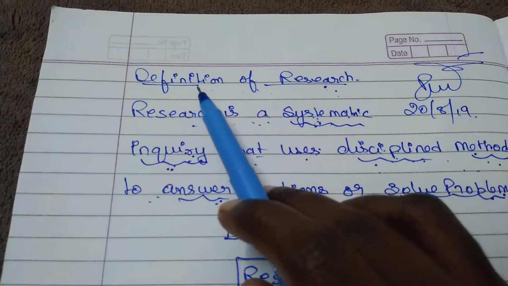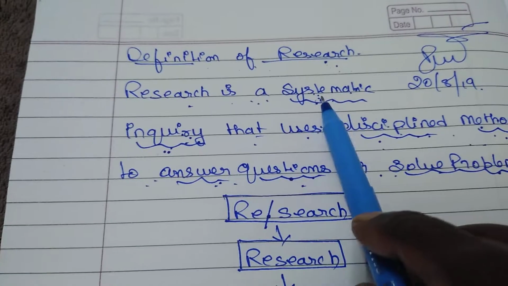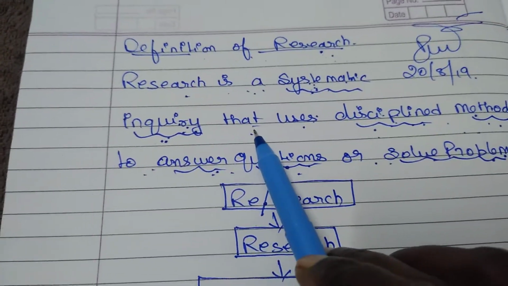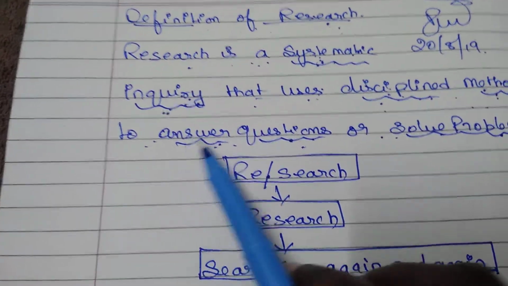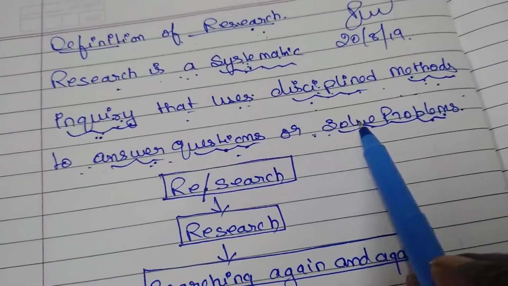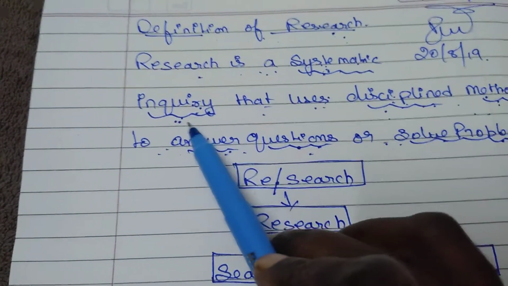Hi, now we'll see what the definition of research is. Research is a systematic inquiry that uses disciplined methods to answer questions or solve problems, right? So what is research? It is a systematic inquiry.